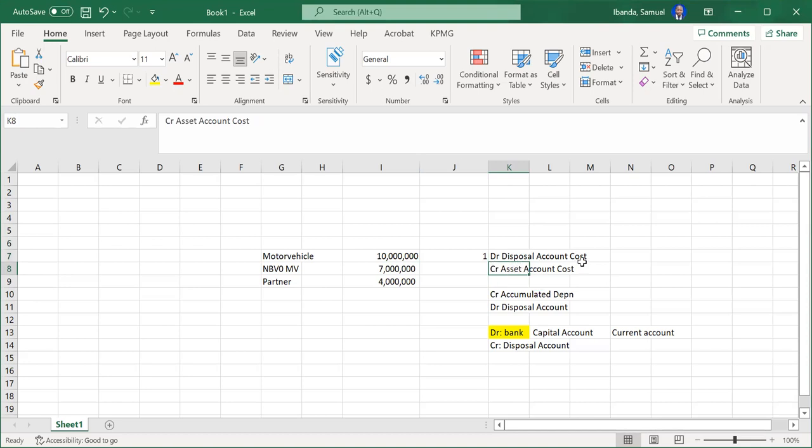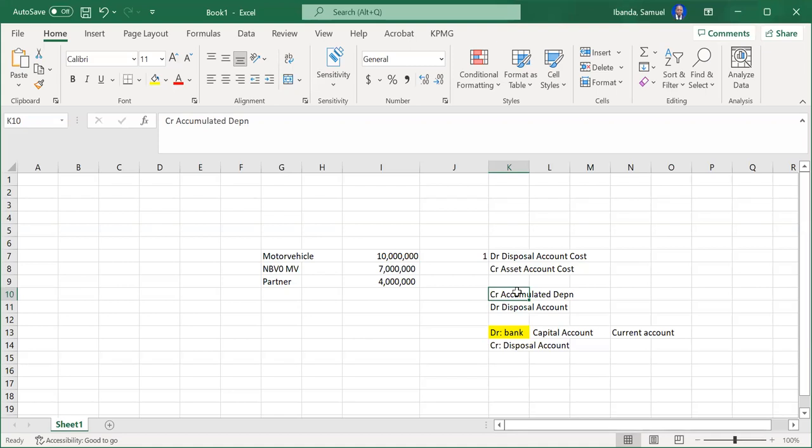Okay. So I'm saying the first step is to de-recognize the asset by crediting the asset at cost. Because remember, the asset account is usually prepared at cost. But sometimes you realize some questions only give you the net book value. Those ones you work at net book value, but most times they're at cost. So you write off at cost, the asset is off. Now, if it's at cost, it means its accumulated depreciation is still in the accumulated depreciation account. And that is why you come to the accumulated depreciation account and debit the disposal account and credit accumulated depreciation.